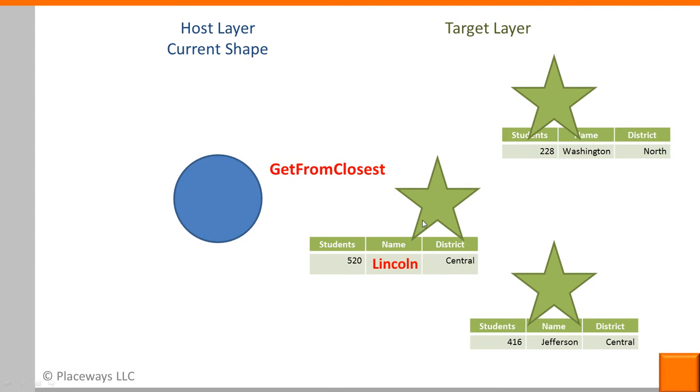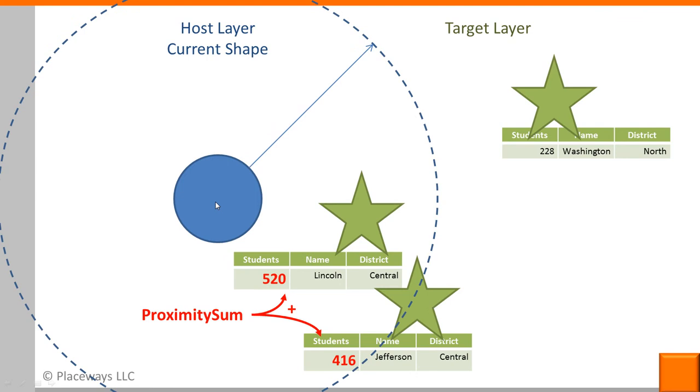Another very popular function is get from closest. What this does is look up the name or number or other attribute value of features in the target layer, specifically the nearest feature in the target layer. So for example, if these were schools and that one's named Lincoln, get from closest would tell the host layer current shape that its nearest school is named Lincoln. And here's another one, proximity sum. What it does is add up the values, say the number of students, in all of the features in the target layer that are within a certain distance.